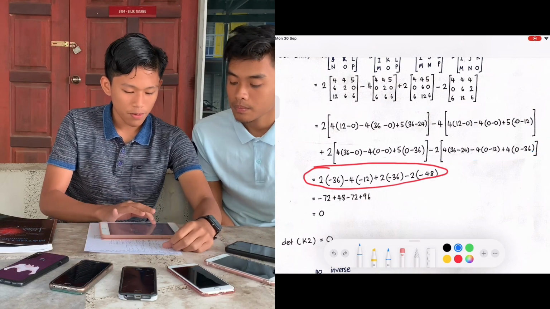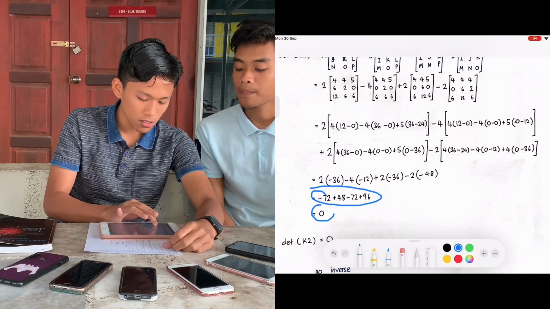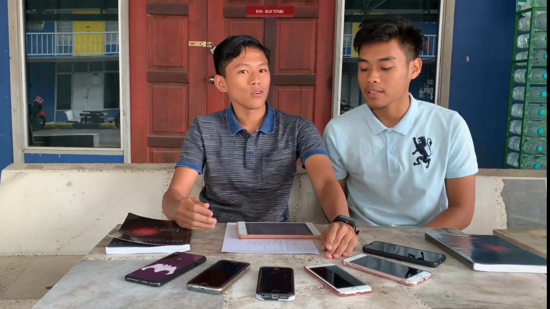So after that, we just solve it normally, and finally we will get the determinant is 0. So this matrix will not have the inverse, because a matrix that has 0 as the determinant never has an inverse. So if there is no inverse, we cannot proceed with our calculation, and we cannot decrypt the message. Yes. So we will pass on to the next.